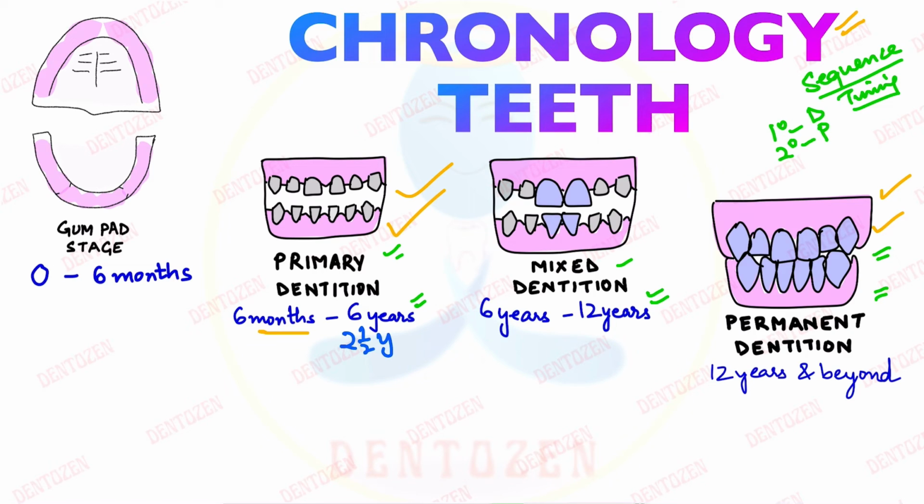So 2.5 years is roughly 30 months. So we can say that all the primary teeth are erupting within the time period of 6 months to 30 months. So we give the eruption timing of primary teeth in months, whereas for permanent teeth, the eruption timing is given in years, because they are erupting within 6 to 12 years. So that is the difference. For primary it is months, and for permanent it is years. Now let's see how we can make it simpler and easier to remember the timing and the sequence of eruption of primary and permanent teeth.